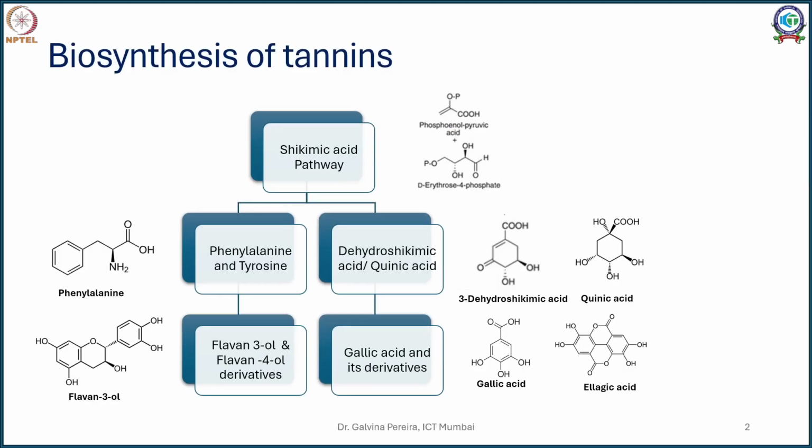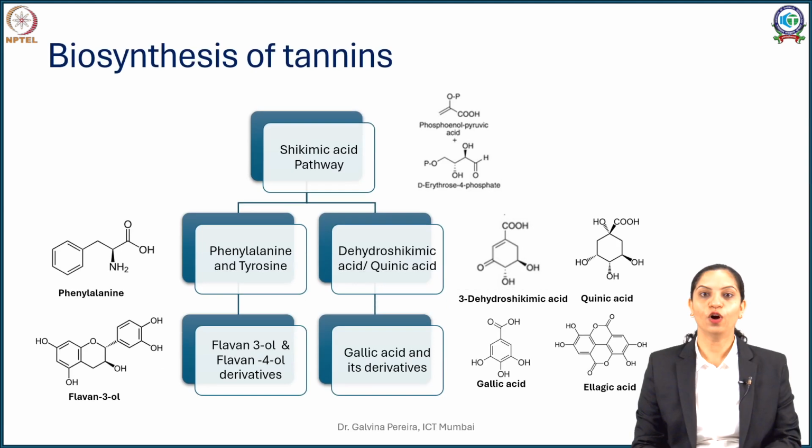So tannins are biosynthesized in nature from a pathway called the shikimic acid pathway. Now this pathway is unique to plants and microorganisms and does not occur in human beings. The shikimic acid pathway starts with two intermediates, the first one being phosphoenol pyruvic acid, which has its genesis in the Embden-Meyerhof pathway, and the second erythrose 4-phosphate, which has its genesis in the hexose monophosphate shunt. Now phosphoenol pyruvic acid is a 3-carbon acid, whereas erythrose 4-phosphate is a 4-carbon compound.